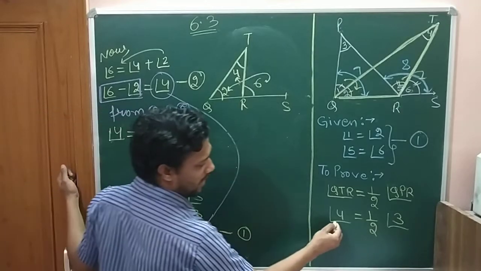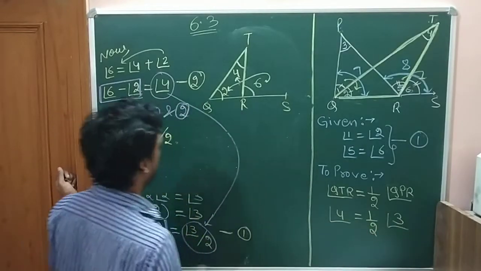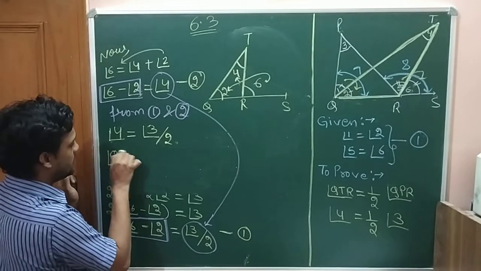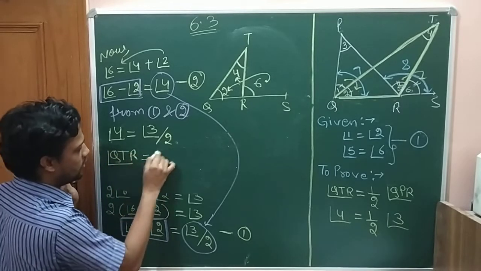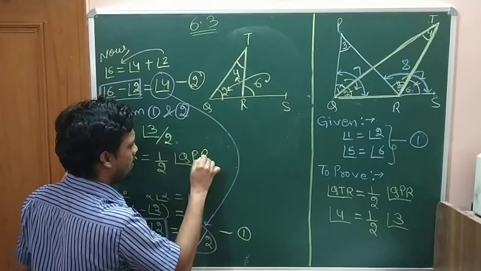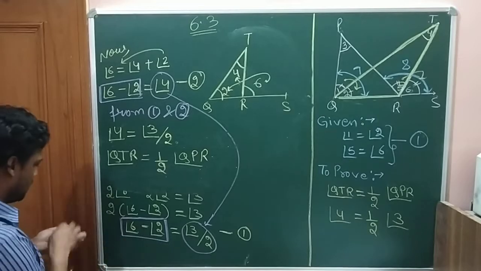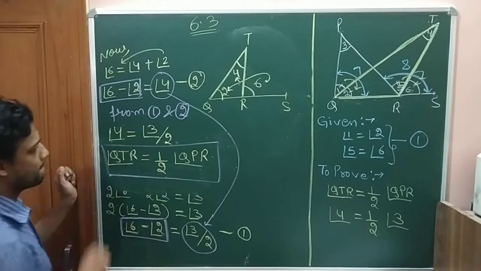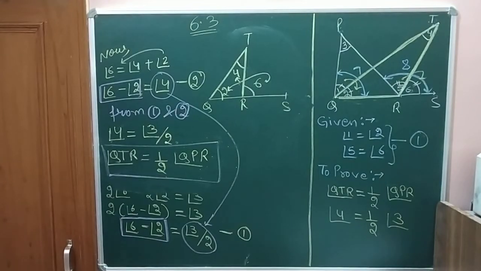Now what we have to prove? Angle 4 equals angle 3 upon 2. Similarly we have proved. Now write it in alphabets: angle QTR equals 1 upon 2 angle QTR. Clear? So this is our result that you have to prove.